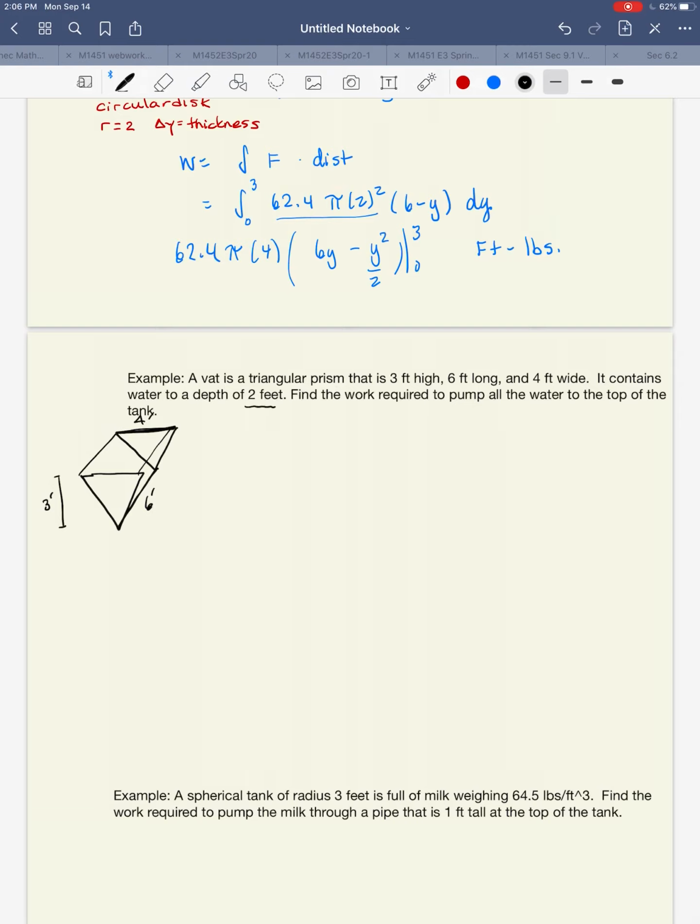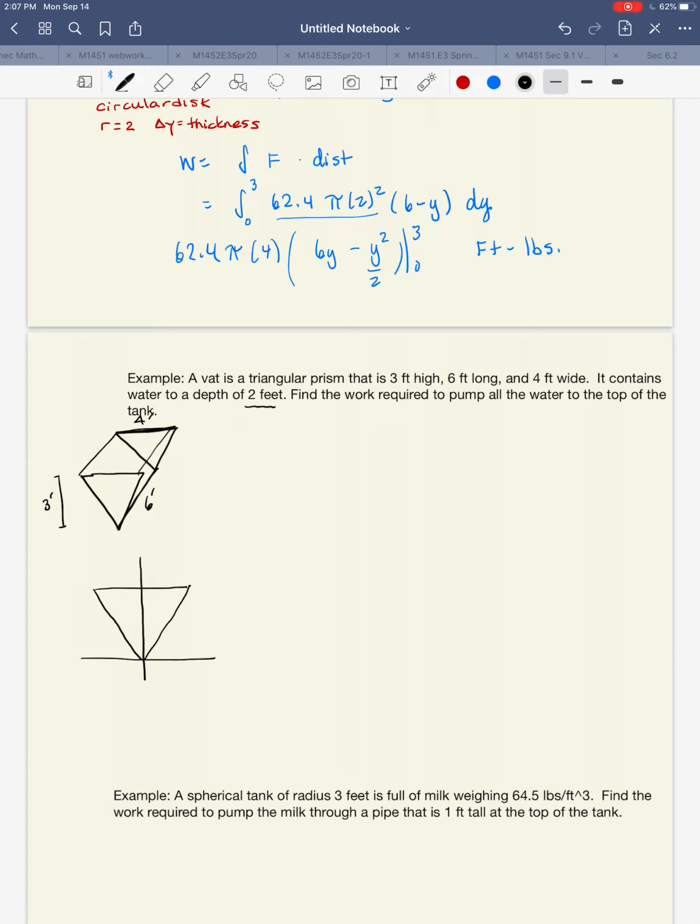The tank contains water to a depth of 2 feet, and we're going to pump the water to the top of the tank. Okay, so I'm not interested in the depth, I'm interested in the face. The face is what's going to determine the shape of the slice. So let's take our coordinate system here and put this triangular face right here with the vertex at the origin.